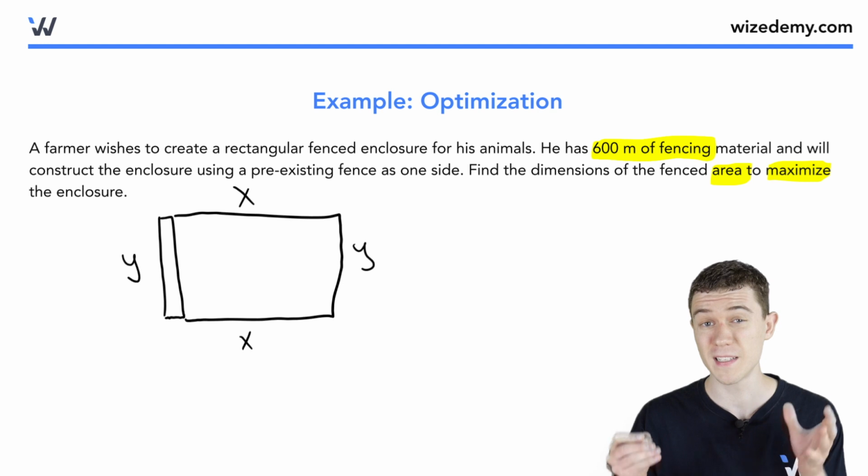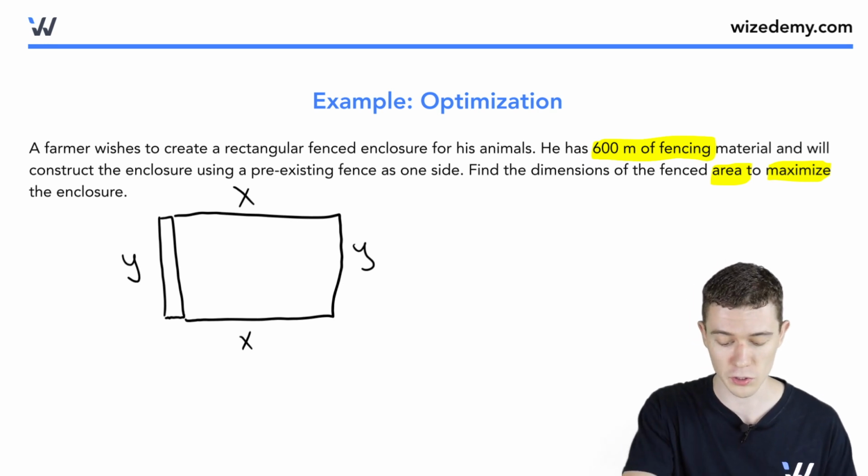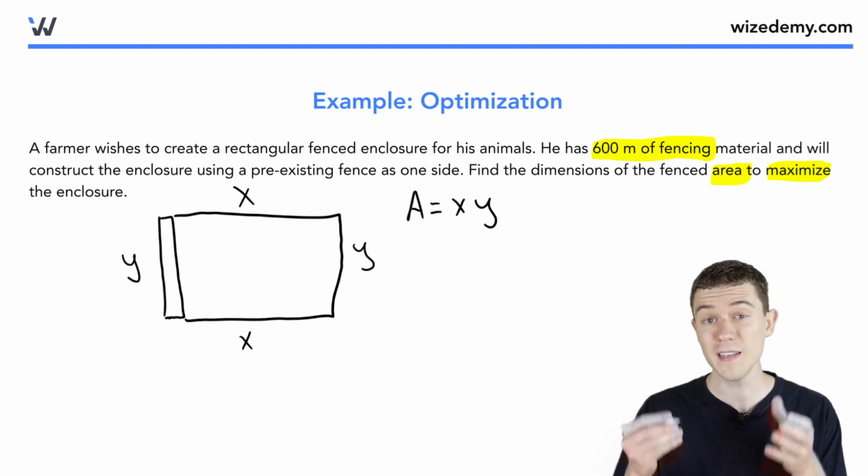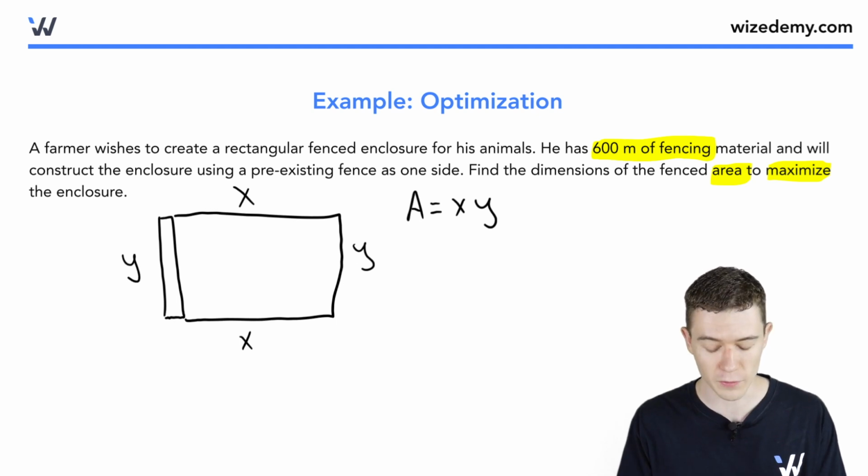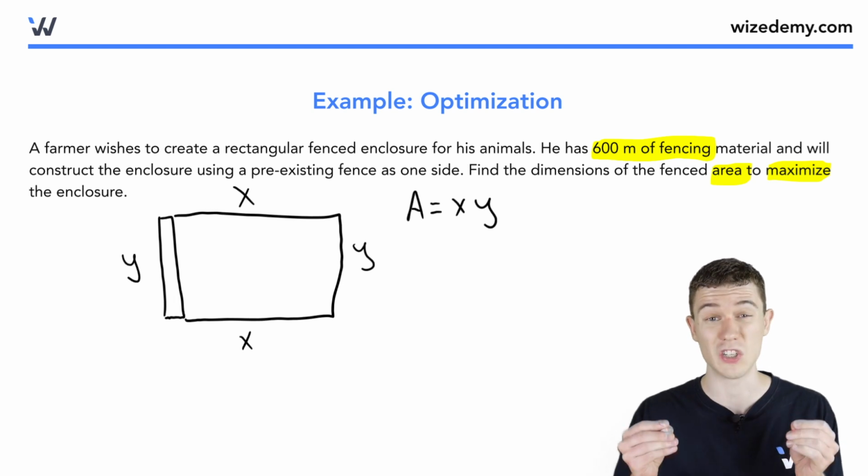Now we want to maximize the area of this enclosure. The area of a rectangle is length times width, in this case x times y. This is what we'd like to maximize, so this is what we'd like to take the derivative of, but it's in terms of two variables. So we need to use that constraint.